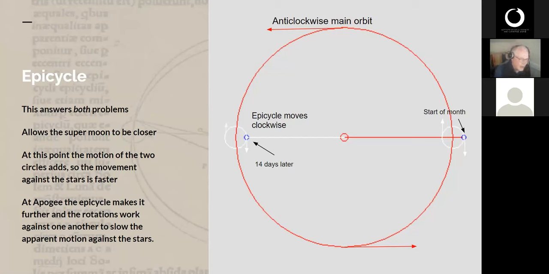The epicycle theory, when applied to the moon, which is where it was first applied, gives an answer to both these problems. It allows the supermoon to be closer because the moon is assumed to have a main circle going around like this, and a smaller circle, an epicycle, whose center is on that larger one. It is rotated into this position and can be seen to be closer to us. At apogee, it's in this position again and seems to be further away. So this rotation would have to be twice as fast as that rotation.